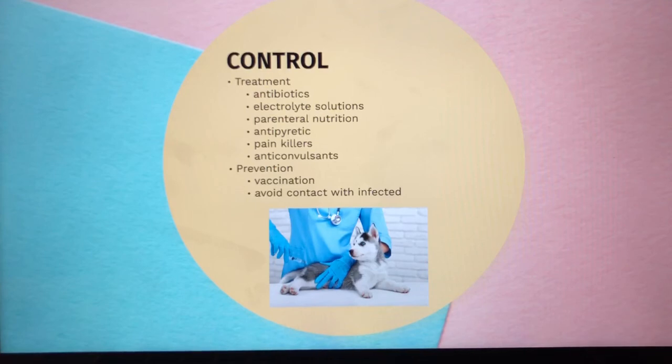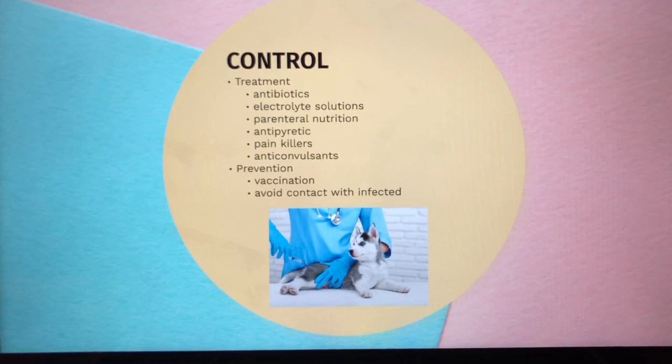And then electrolyte and parenteral nutrition, those are just some things to help the dog get all the nutrition they need, because they're not going to be wanting to eat on their own, so they'll need some help with that. And then antipyretics for fevers, and then painkillers, and then anticonvulsants, because as I mentioned before, this disease does cause seizures, so that would help treat that.